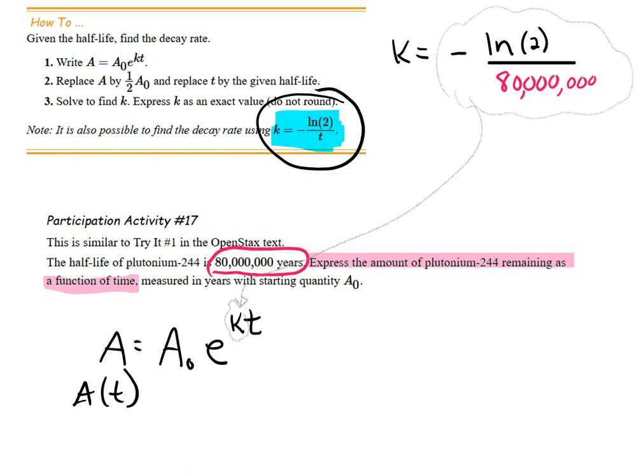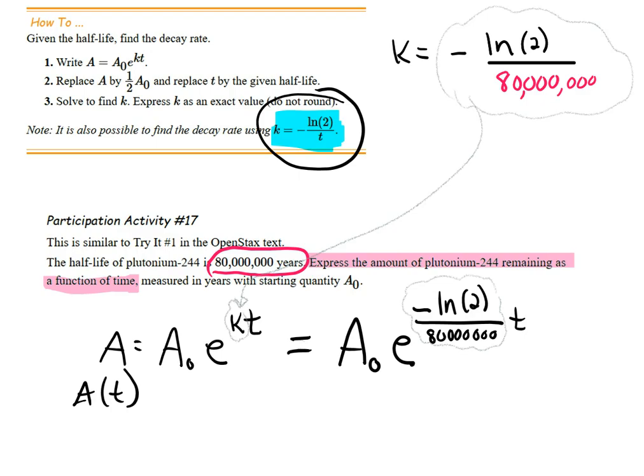So I have to type in a sub 0 e raised to the negative natural log of 2 over 80 million times t. Now if you want, I guess you could multiply that t up into the numerator, but you know what, I'm just going to leave it like that because I like that this right here is what t is, and that thing I just circled in pencil is k. That's the coefficient on your t.